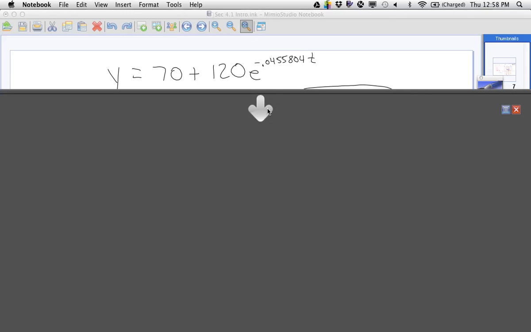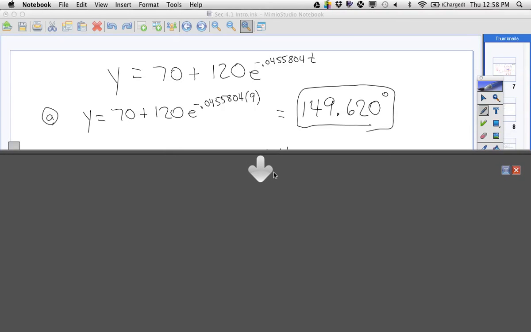So now, how hot is it after 9 minutes? What do we do? Plug a 9 in for T, right? Plug a 9 in for T. So I think it's good to write it out, but I don't think it's necessary, especially when you're just plugging in a 9. We've been talking about communicating your mathematics and showing your work. I think if you just wrote Y of 9, that's okay. Y of 9 communicates what you're doing.